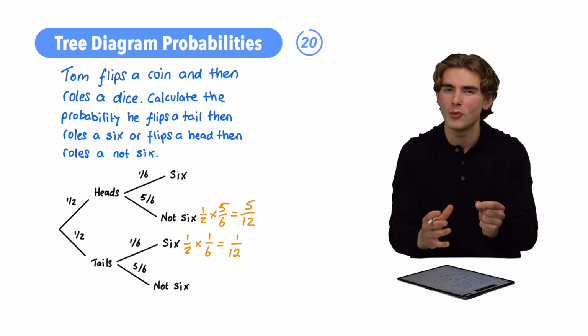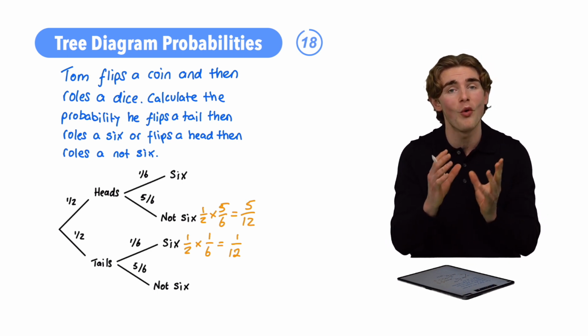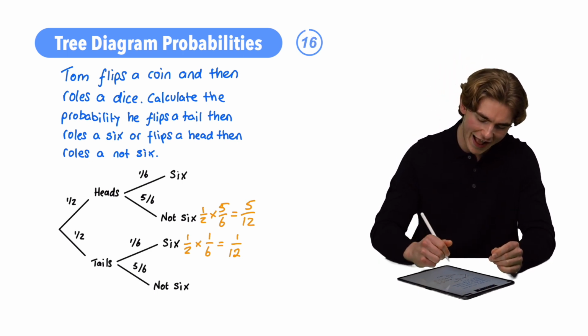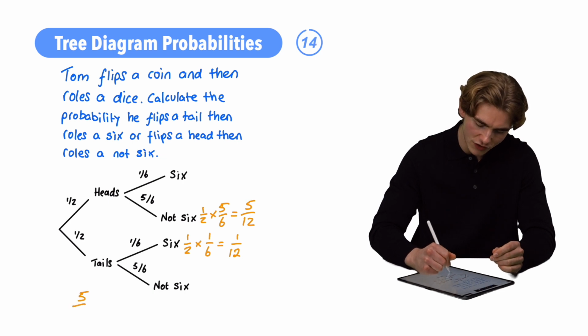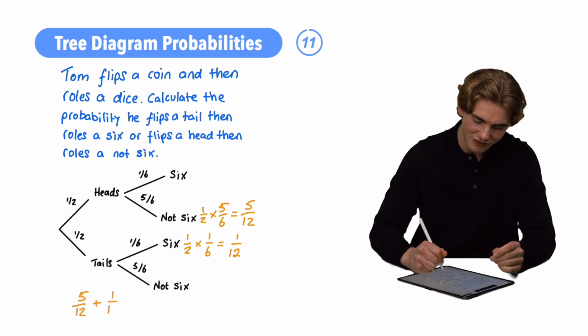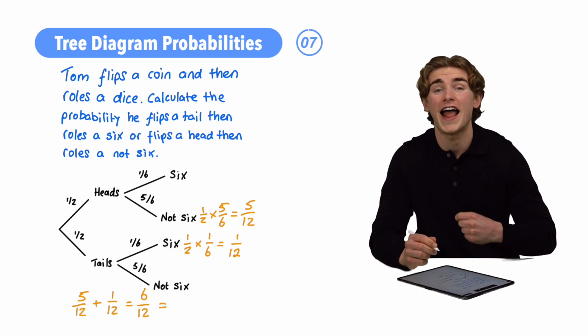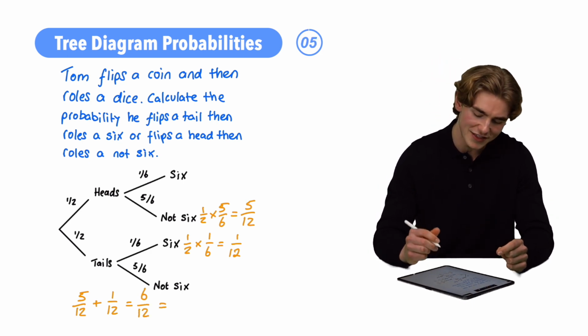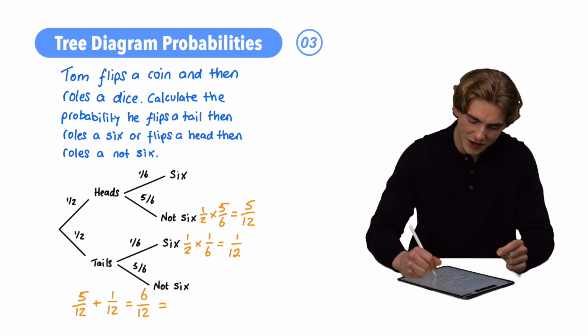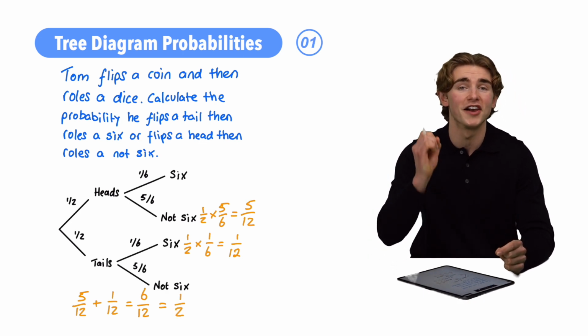Now, remember what we said. We can have the first option or we can have the second option. So we're going to add those together. We're going to do 5 over 12 plus 1 over 12. We have the same denominator, so we can just add the tops. We're going to get 6 over 12 as our answer. And if we want to, we can simplify that, dividing top and bottom both by 6. We're going to get 1 over 2 as our final answer.